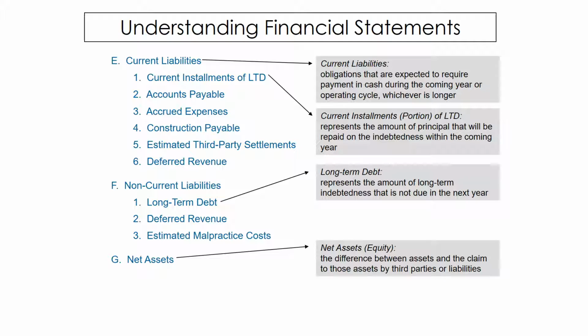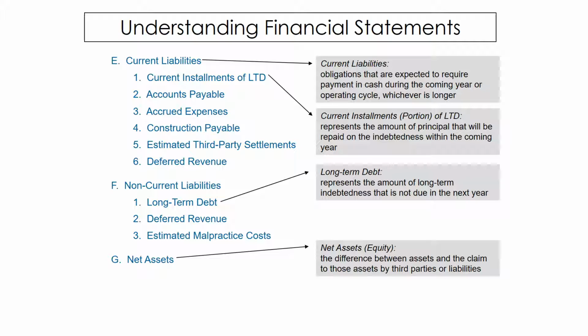We may have a construction payable if we're building a new building or something like that, or if we're doing any construction, we may have to pay for that. We have estimated third-party settlements, so if we're in some sort of a lawsuit where we're expecting to have to pay out fees from a lawsuit, this would go under third-party settlements. And lastly, we have deferred revenue. So it's revenue that we aren't going to be collecting on for a long time.